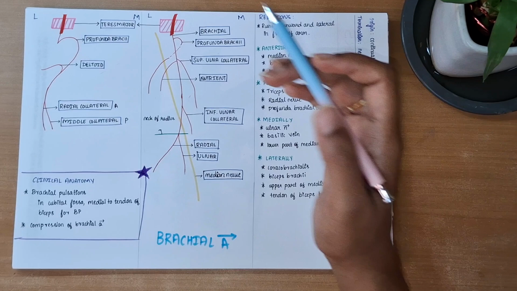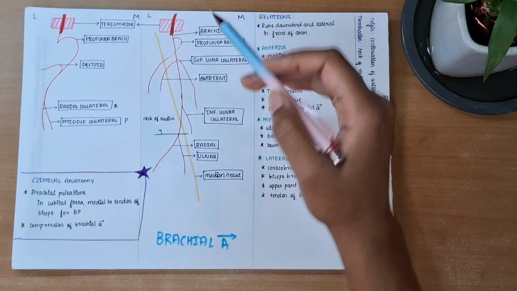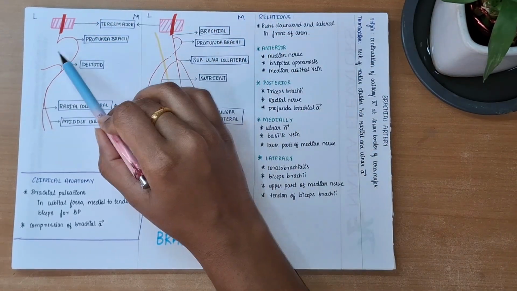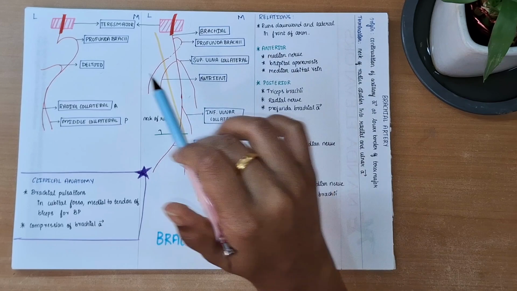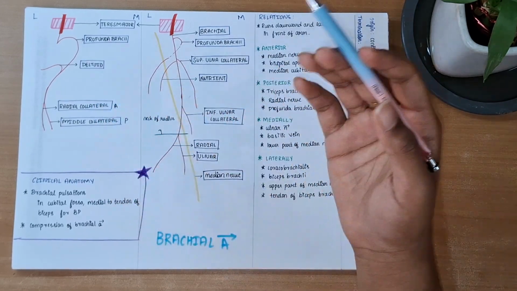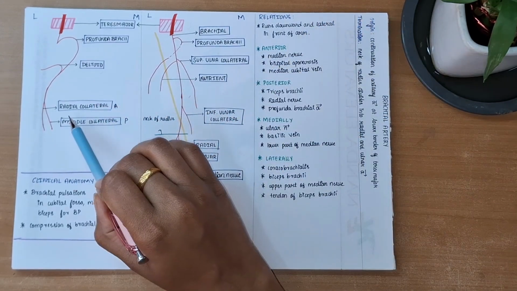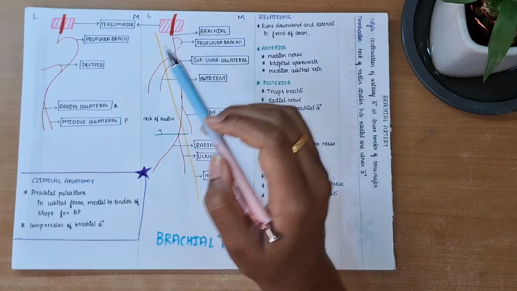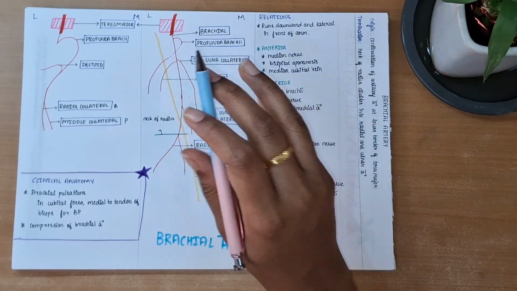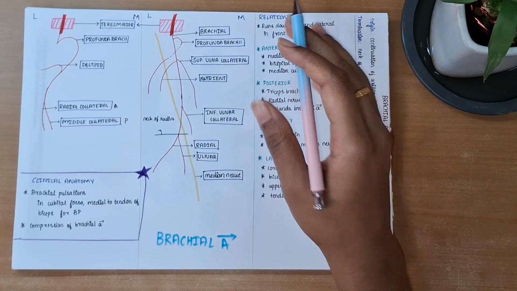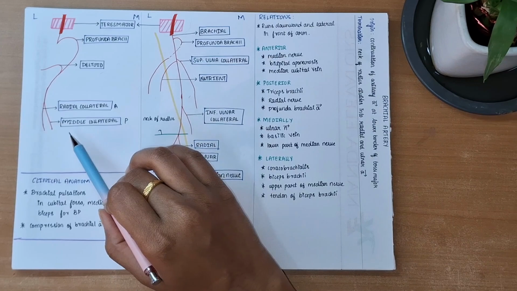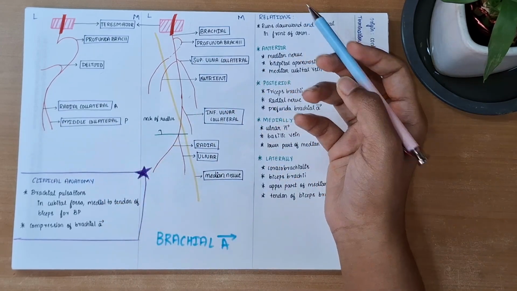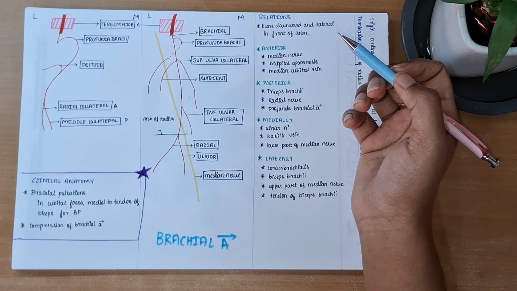Let us look at the biggest or the largest branch, the profunda brachii. It gives off three main branches. One is deltoid, which supplies the deltoid muscle. And then radial collateral. Radial collateral is also called the anterior descending artery or anterior descending branch, and middle collateral is also called the posterior descending branch.